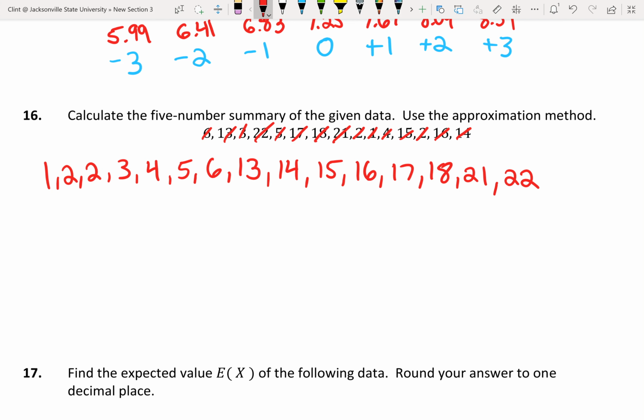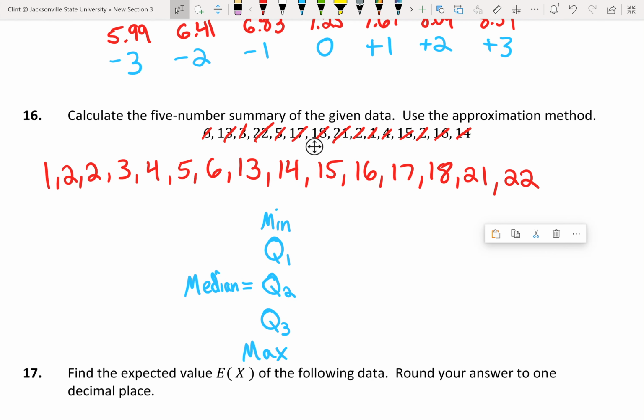Okay, now we want Q1, Q2, and Q3. We also want the minimum and the maximum. That's the 5-number summary. Okay. And remember, Q2 is the same thing as the median. So first I'm going to find Q2. I'm not going to mark these off just so it doesn't mess things up on the screen. I'm just going to use my fingers and count, hopefully without touching the screen. So what's our middle value? It looks like our middle value here is 13.